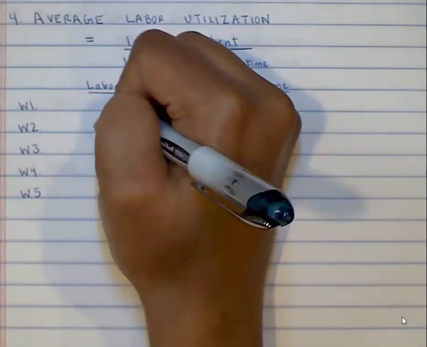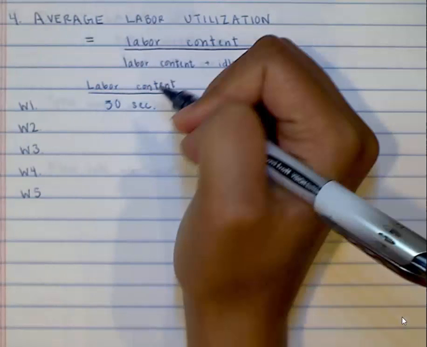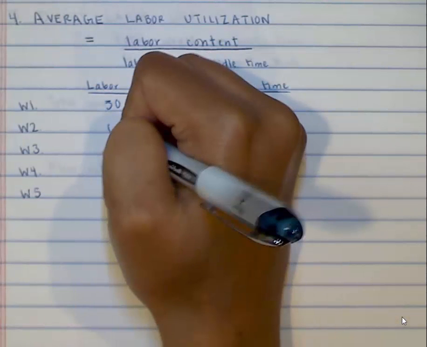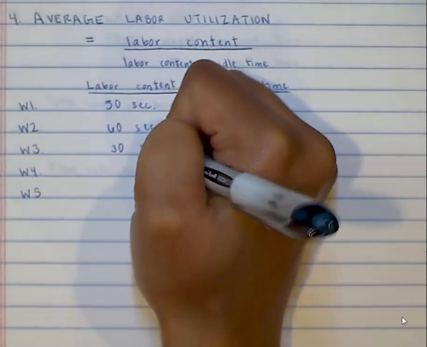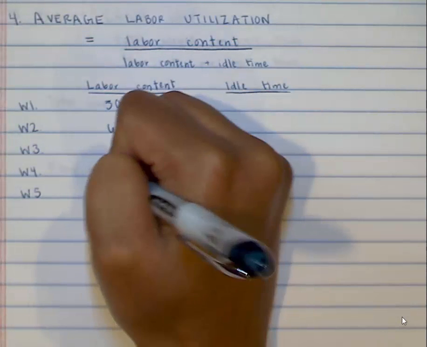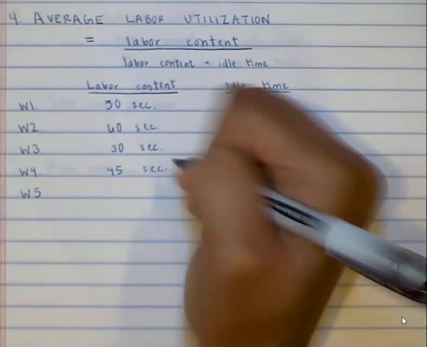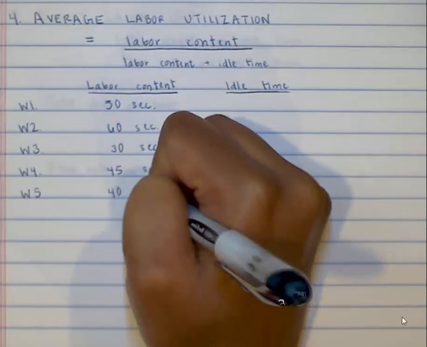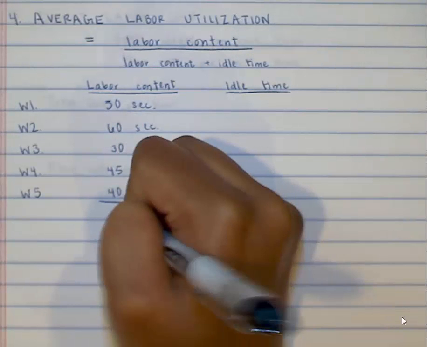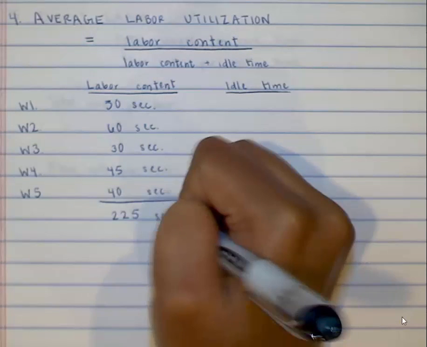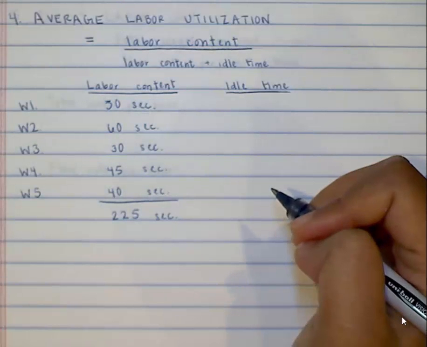Let's look at labor content by worker. Worker 1 spends 50 seconds on each unit. Worker 2 spends 60 seconds per unit. Worker 3 spends 30 seconds. Worker 4 spends 45 seconds. Worker 5 spends 40 seconds. And adding all of this up gives us 225 seconds of labor per unit.